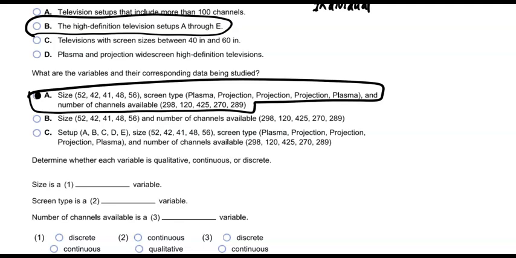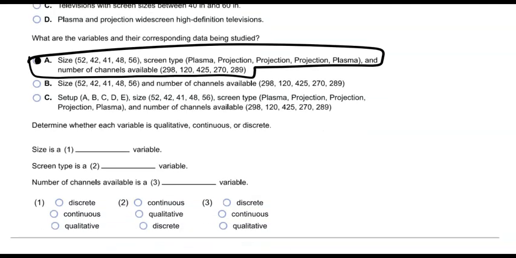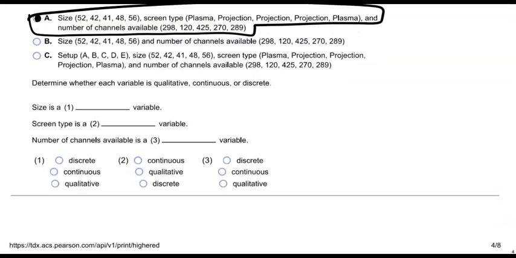Now determine whether each variable is qualitative or quantitative, continuous or discrete. So size is a continuous variable because we can measure, right? We can measure size.